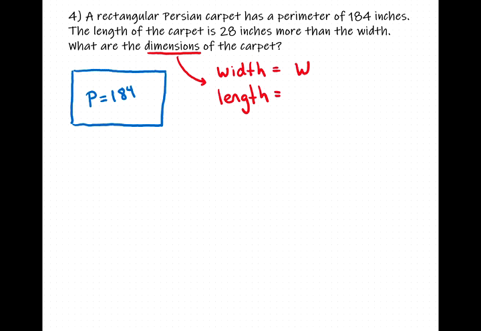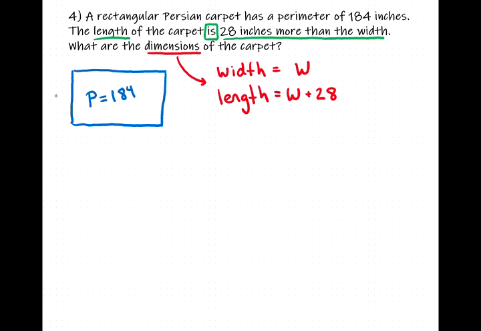All right, so the length of the carpet is 28 inches more than the width. So let's use that. The length is, remember, equals, so there's an equal sign. The length of the carpet equals 28 inches more than the width. That means the width with an additional 28. So the length, we could call this the width plus 28. So there's your 28 more than the width for the length.